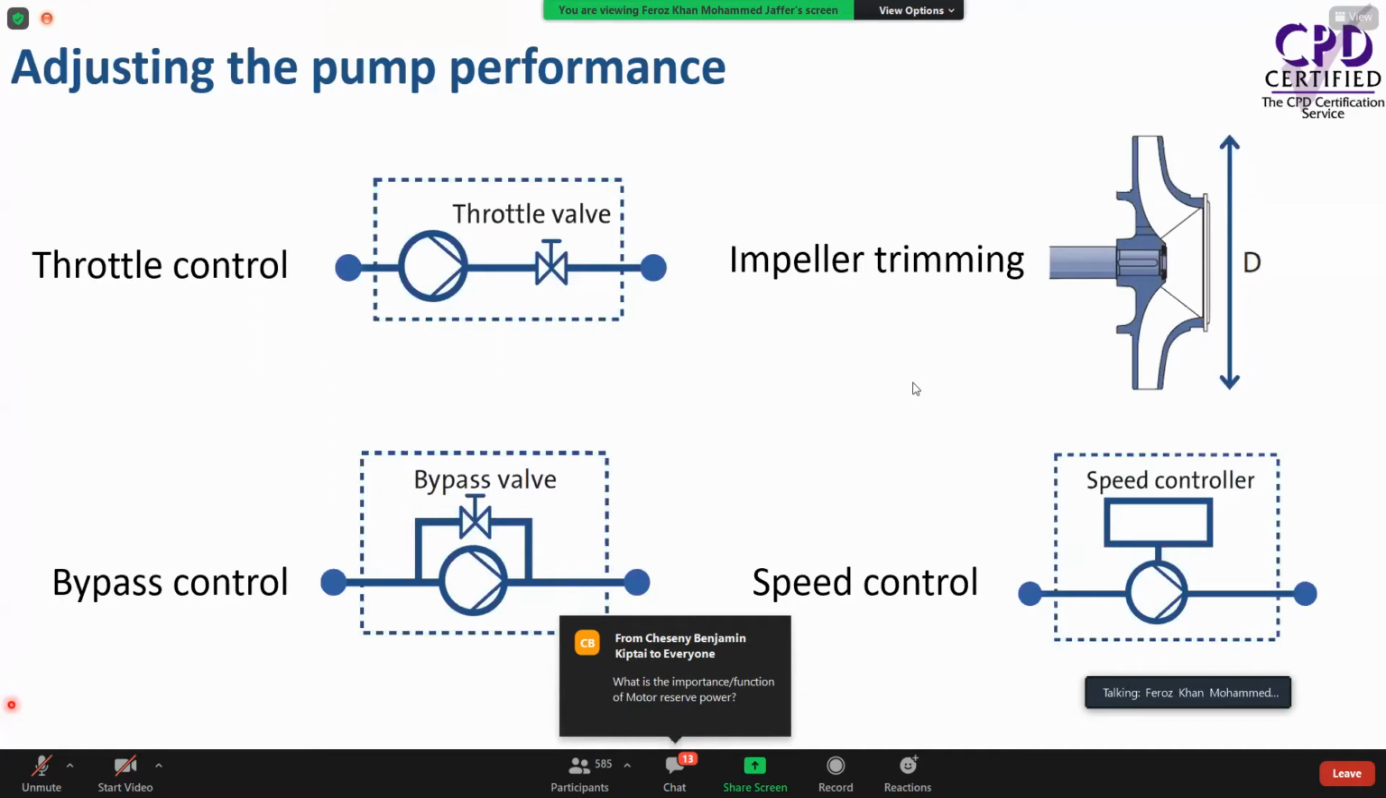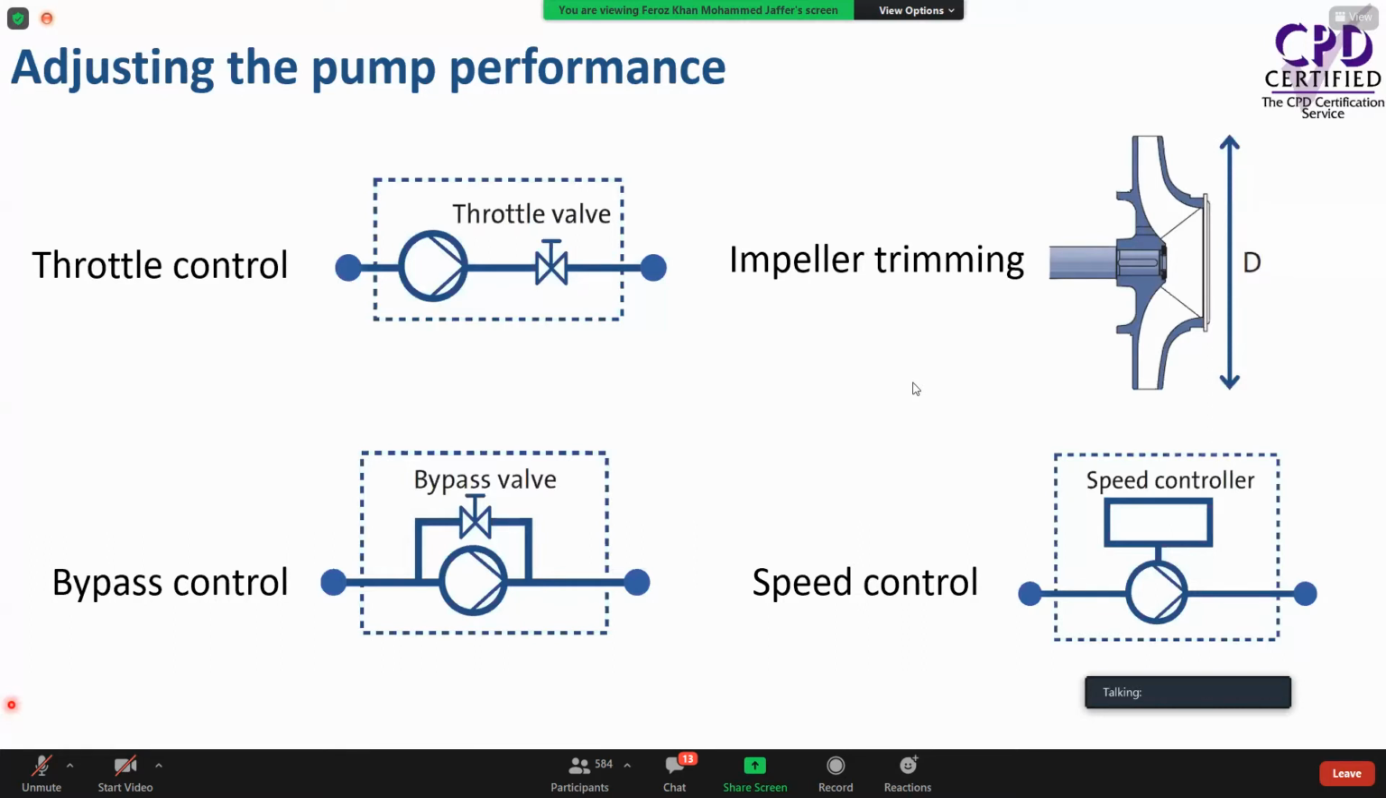Thank you. So first one is throttle control. By having a valve and throttling, this is the most common method we use to adjust the pressure or to reduce the flow rate. The second one is called bypass control, where we cannot have a throttling valve and control the pump, so we need to have a bypass valve.